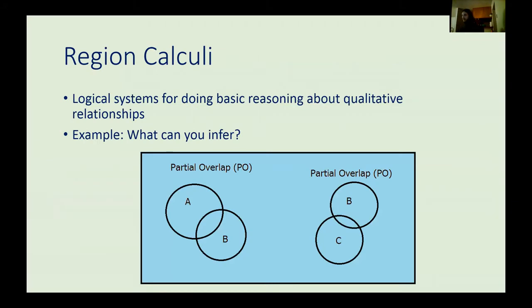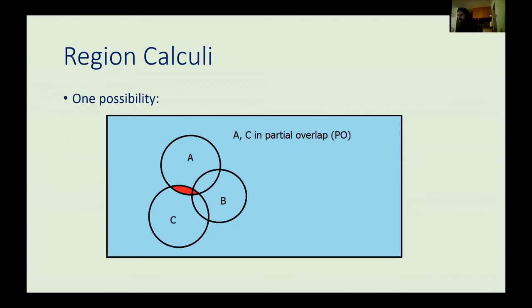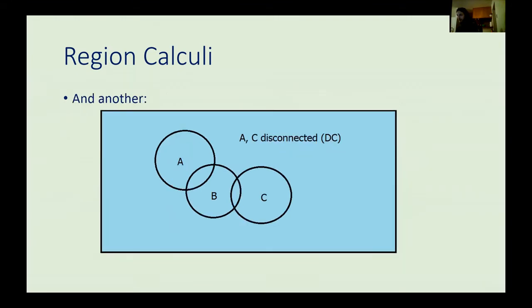To quickly review what these things are, you probably know about region calculi already, things like RCC5 and RCC8. They're reasoning systems about qualitative relationships. So if you have these partial overlaps, for example, you can infer some things qualitatively about A and C. For example, that they might partially overlap, or they might be disconnected, or there's a few other options.